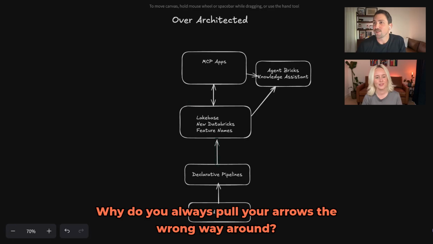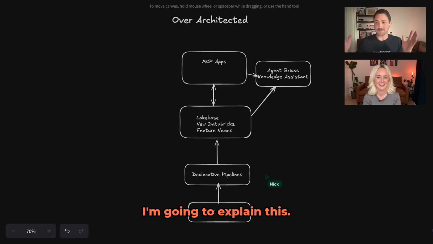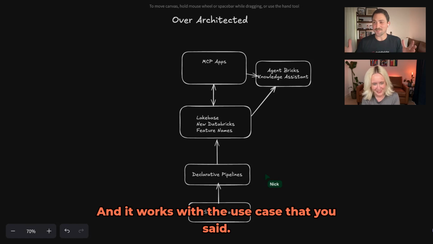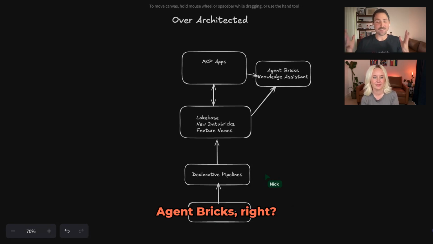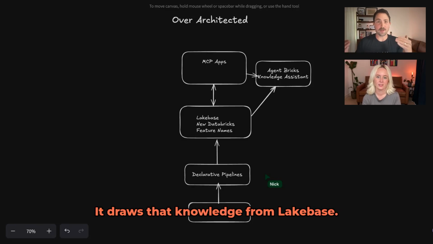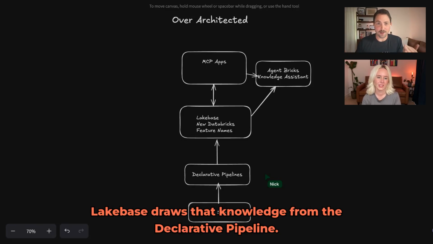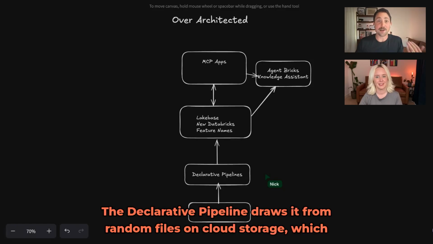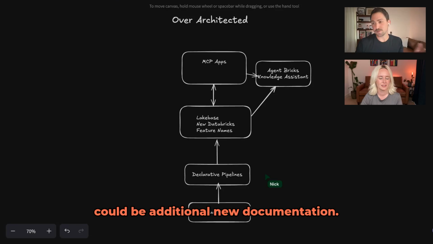Why do you always draw your arrows the wrong way round? No, hold on, I'm going to explain this. This makes total sense, and it works with the use case that you said. Agent Bricks, right? Knowledge Assistant, right? It needs new knowledge. It draws that knowledge from Lakebase. Lakebase draws that knowledge from the declarative pipeline. The declarative pipeline draws it from random files on cloud storage, which could be additional new documentation.